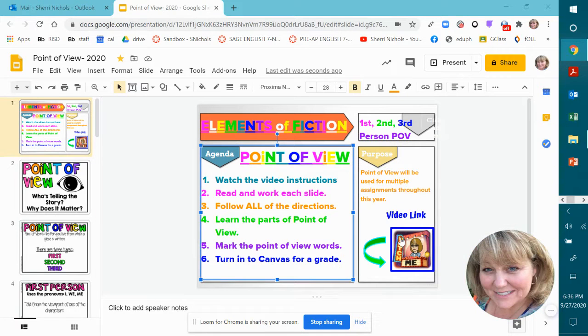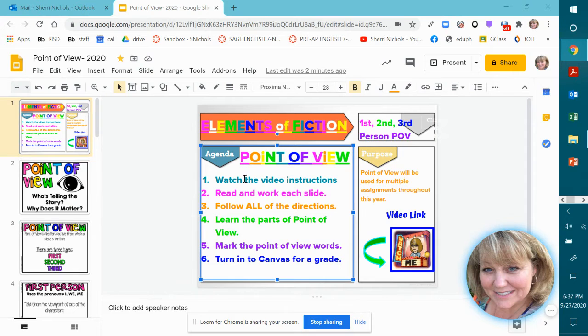Hello there. I'm going to talk to you today about the elements of fiction. It is point of view. Now, point of view has to do with the point of view of the person telling the story. We call this our narrator. So, our points of view would be first person, second person, third person point of view. And then there are multiple types of third person point of view.